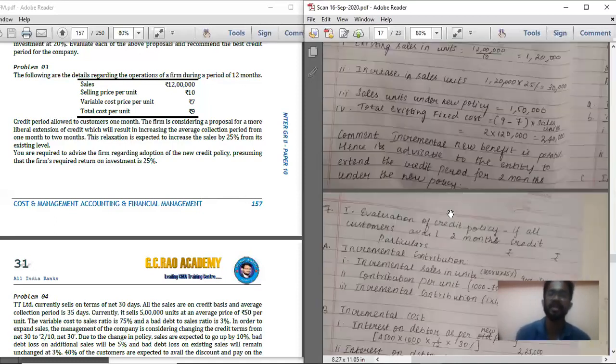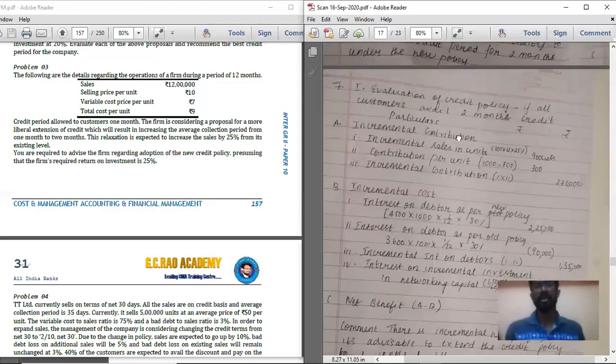So with this, we have completed problem number 3. All these 3 sums are basic sums, which are the types of sums that will be asked in the exam, whatever we have solved till now. Okay, that is 3 sums we have finished. So now we will move on to the next sum.